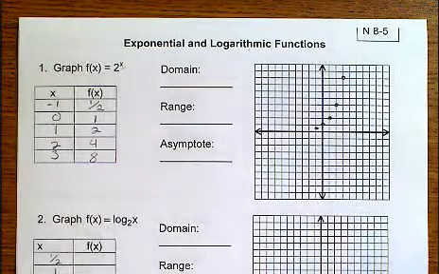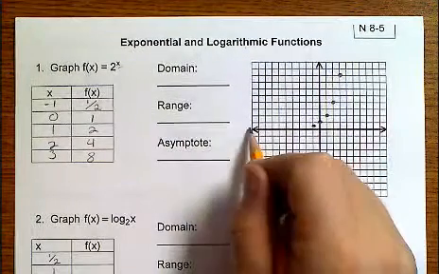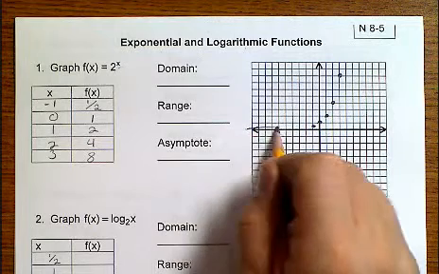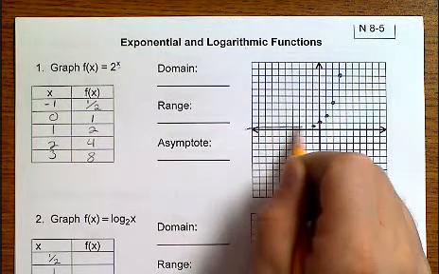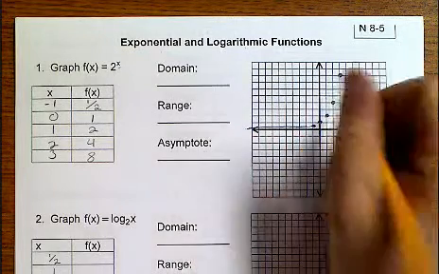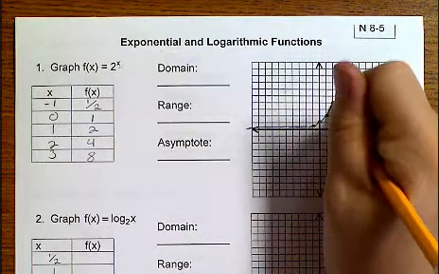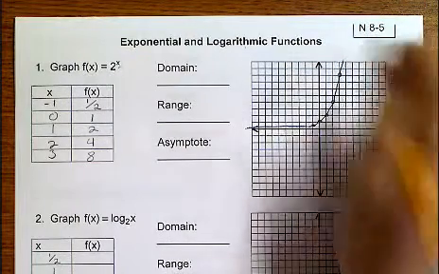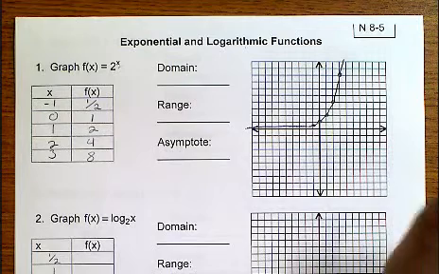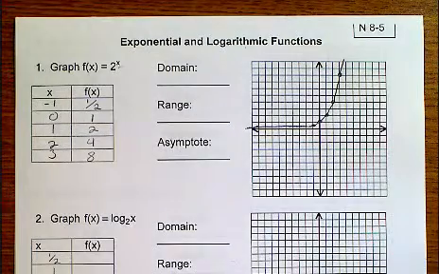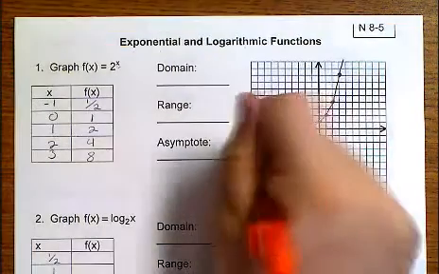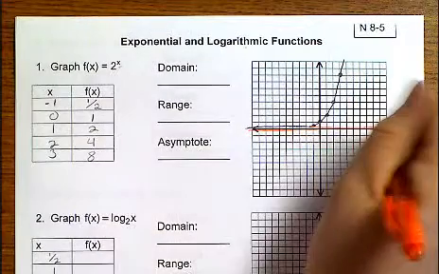Now when we graph this, it's very important that this hugs 0 before swinging up and hitting our points. So we actually have an asymptote at y equals 0.